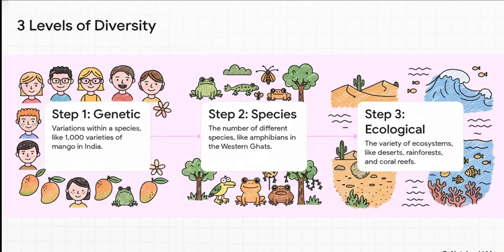Now, to make this big idea a little easier to handle, we can break it down into 3 levels. And trust me, it's super intuitive. Think about it like this. First, you have genetic diversity. That's kind of like the variety within your own family. I mean, you and your siblings aren't identical copies, right?